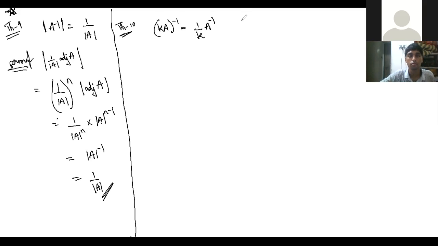Sir, can't we say K inverse? See, that's what. Be very careful. This inverse does not mean 1 by k. The meaning of this inverse is different. This is matrix inverse. So when you bring it outside, it doesn't mean anything. How can you take matrix inverse of a scalar? Okay.